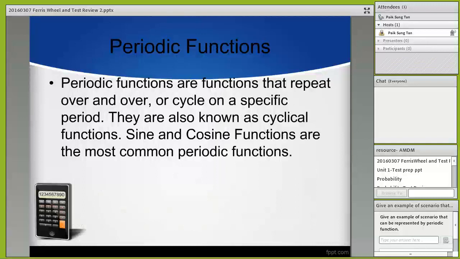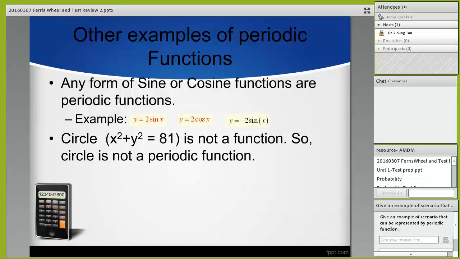Okay. Periodic functions are functions that repeat over and over, or cycle in a specific period. They are also known as cyclical functions. Sine and cosine functions are the most common periodic functions. In this topic, we're looking at sine and cosine functions as periodic functions. A circle is not. Okay. Here are some examples.